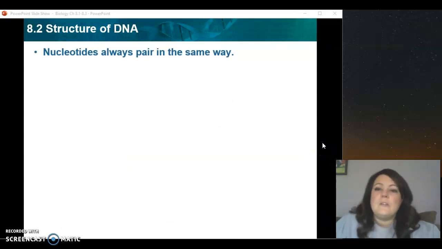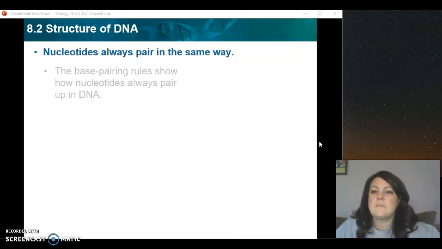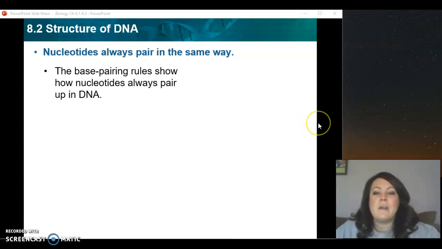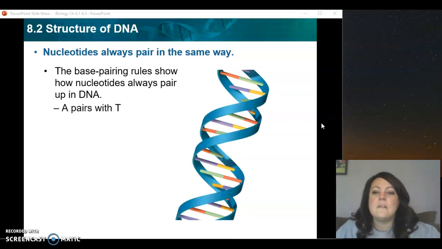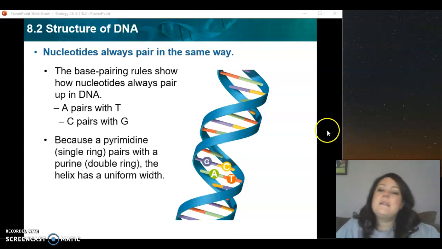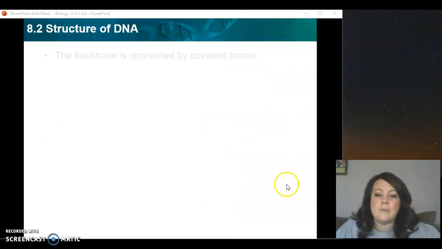What we know now is that nucleotides will always pair in the same way. That's very predictable. It's one of those laws of nature. The base pairing rule shows that nucleotides will always pair up in a specific way in DNA. We have adenine that pairs with thymine and cytosine paired with guanine. It always happens that way. No other way. Because a pyrimidine, which is a single ring, pairs with a purine, which is the double ring, the helix has a uniform width.